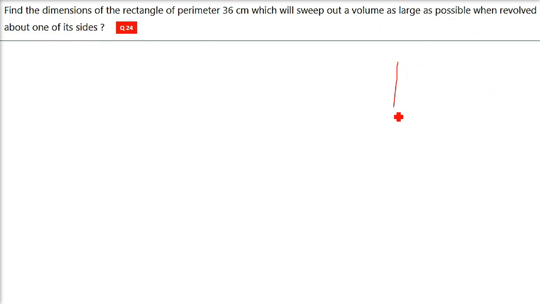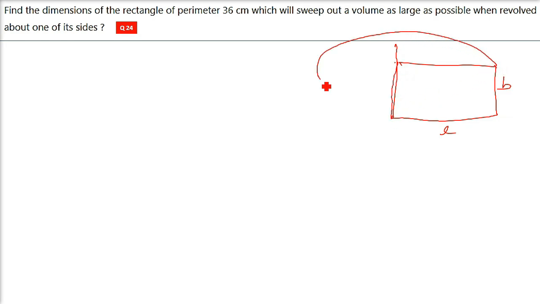Now this is your rectangle, and this is L, this is B. You can assume any variable. So length and breadth you have found out. Now you take one of the sides and just revolve it. Once you revolve it, what are you going to get? You will get a right circular cylinder.